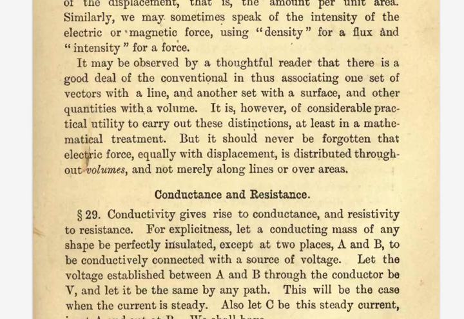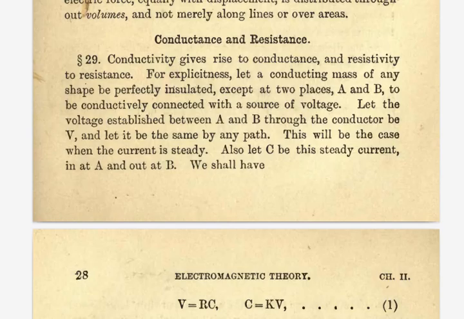Conductance and Resistance. 29. Conductivity gives rise to conductance, and resistivity to resistance. For explicitness, let a conducting mass of any shape be perfectly insulated, except at two places, A and B, to be conductively connected with a source of voltage.